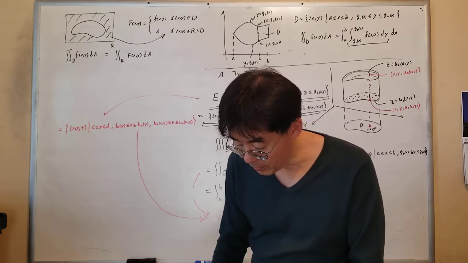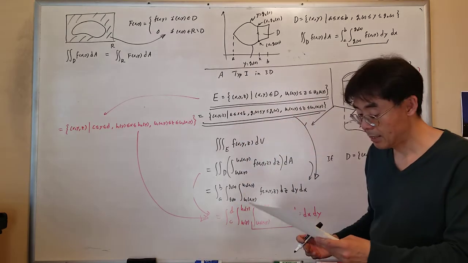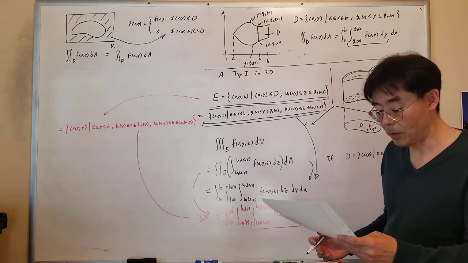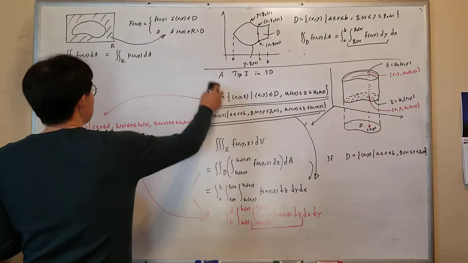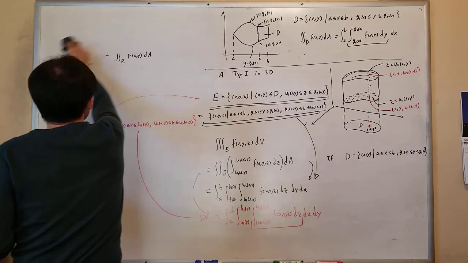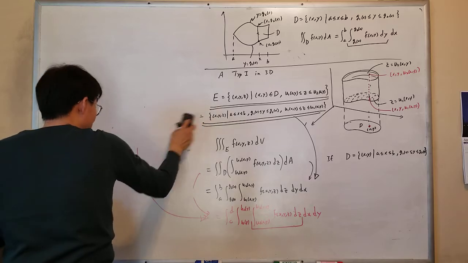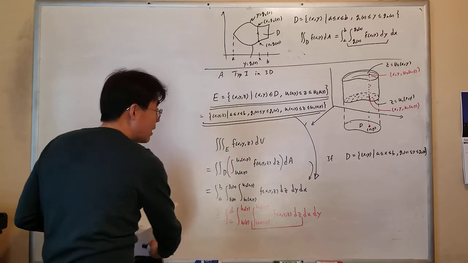3 and 4. Okay? Now, page 4, type 2 of the region. Now, type 2 in 3D is the most important thing.